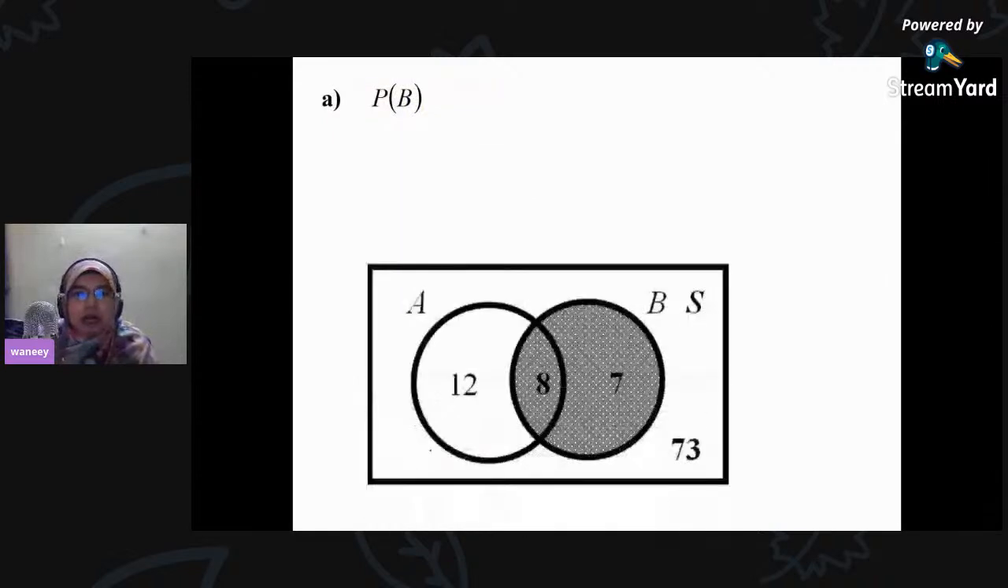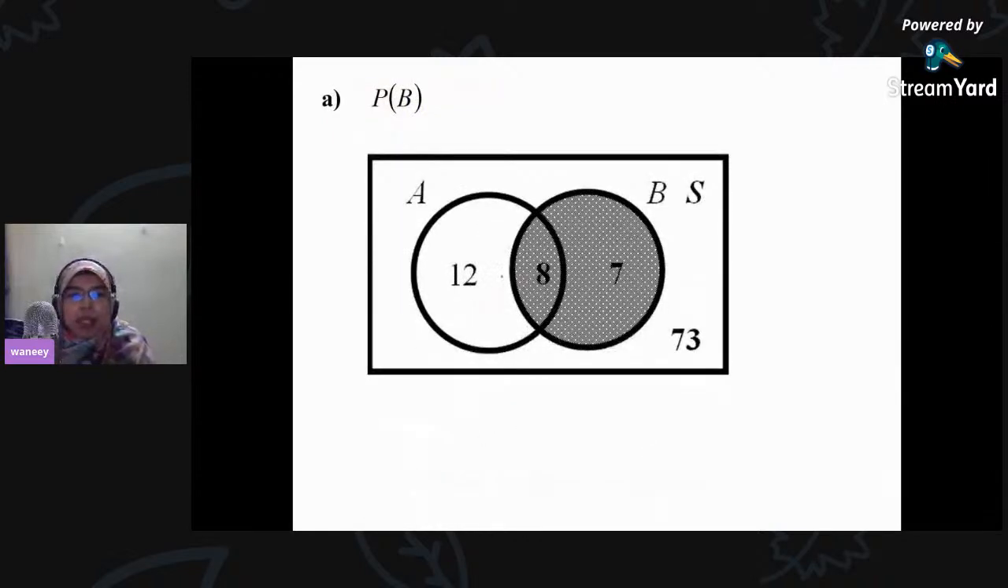Probability of B. Okay, so what do we have here? Okay, so this is 12. Both A and B happen, that is 8. B, this is 7. Outside, that is 73. So that means firstly, we need to know what is the number of sample. Okay, so 12 plus 8 plus 7 plus with 73. Okay, so tambah semua dulu lah. 12 plus 8 plus 7 plus 73. So your sample space is equal to 100. So NS is equal to 100. So that is our sample space.